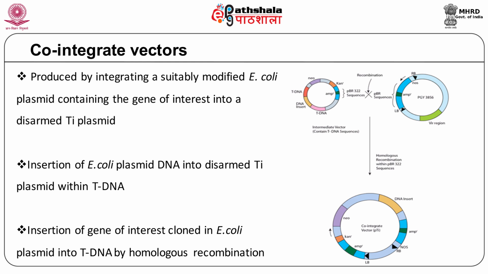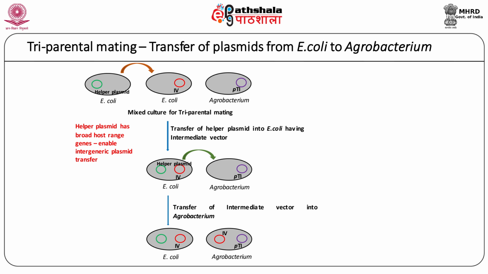Co-integration of the two plasmids is achieved within Agrobacterium by homologous recombination. For the homologous recombination to occur, the E. coli plasmid and the disarmed Ti plasmid must have some sequences common to both. For the transfer of the recombinant plasmid from E. coli into Agrobacterium, a process called triparental mating is followed.